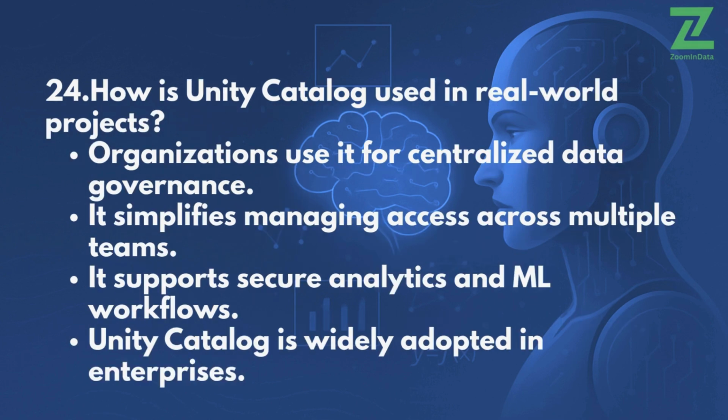How is Unity Catalog used in real-world projects? Organizations use it for centralized data governance. It simplifies managing access across multiple teams. It supports secure analytics and ML workflows. Unity Catalog is widely adopted in enterprises.